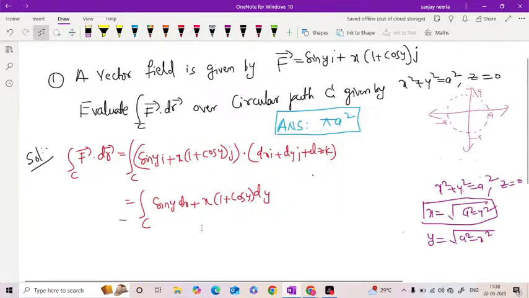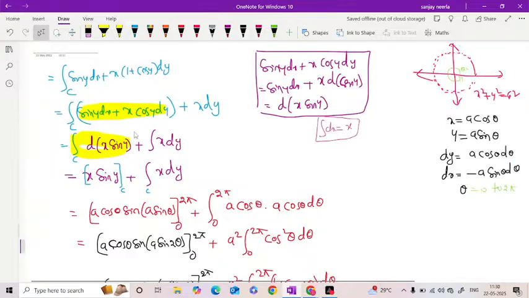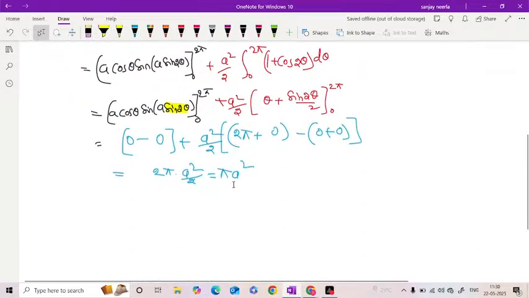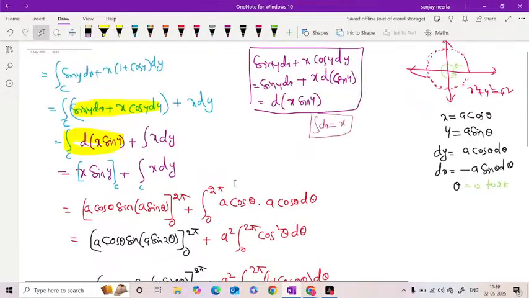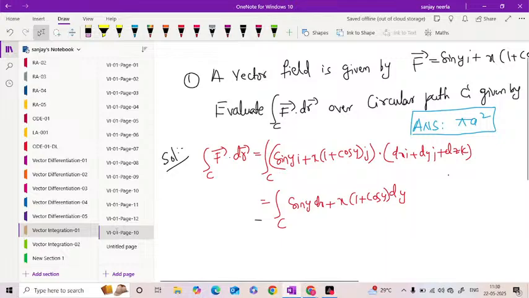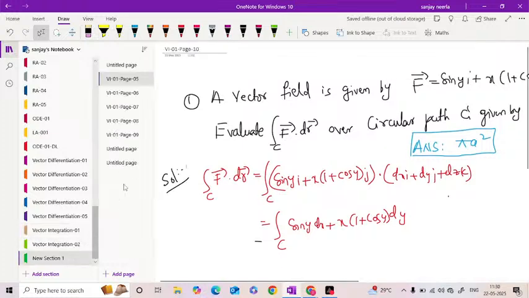Before that, first of all, by using the line integral, we convert the total result in terms of polar form by taking x equals a cos theta and y equals a sin theta. Finally we have the result pi a square. Now we will solve the same problem in this method also.